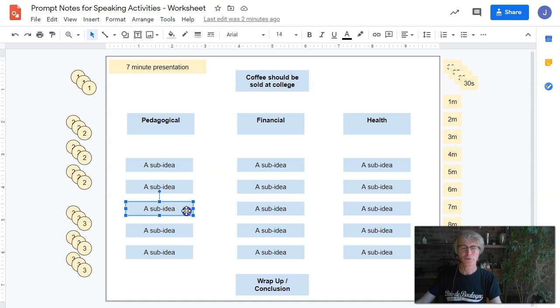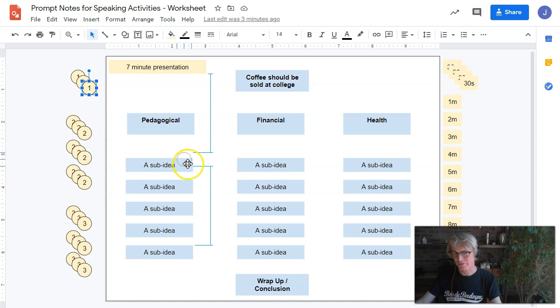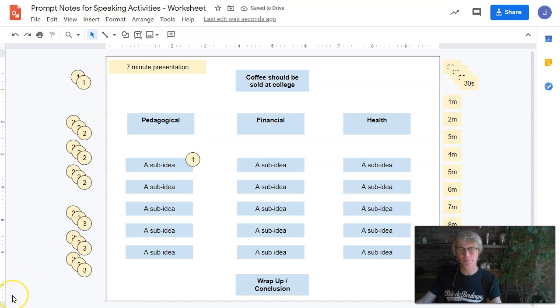And you would just continue with these ideas that you have, the reasons from a pedagogical perspective why coffee should be sold at college. Now, what you have to do at some point is assign a priority to each of these, or how good of an idea it is. So if you think something is a really, really good idea, you'll assign it a number 1 priority. So in the example of coffee keeps students awake in class, that's probably a really good idea.